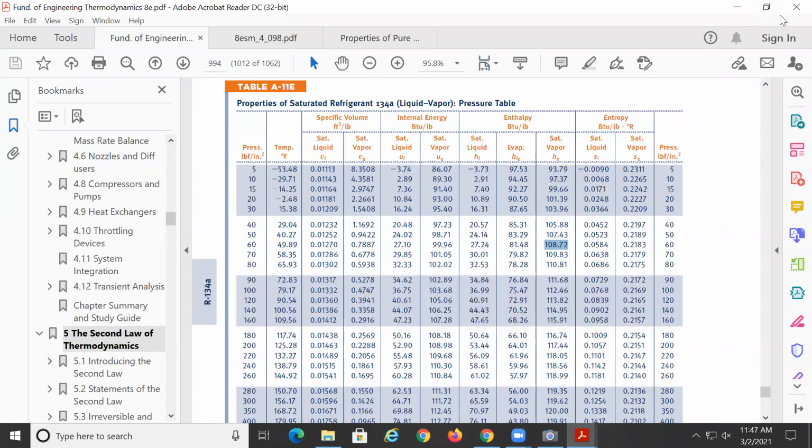All right. So from table A11E, H sub 5 would be equal to H sub gas equal to 108.72 BTU per lb.